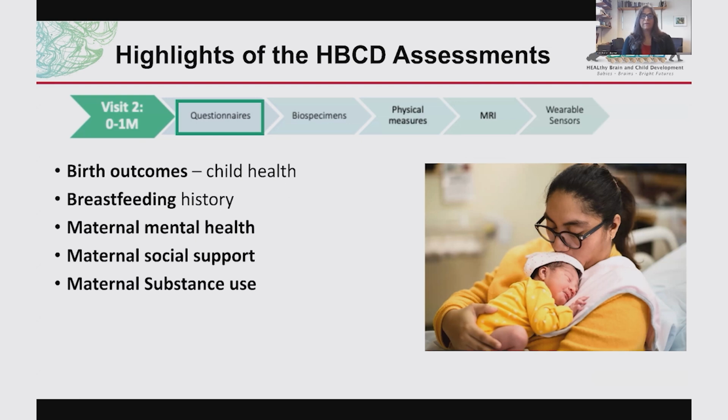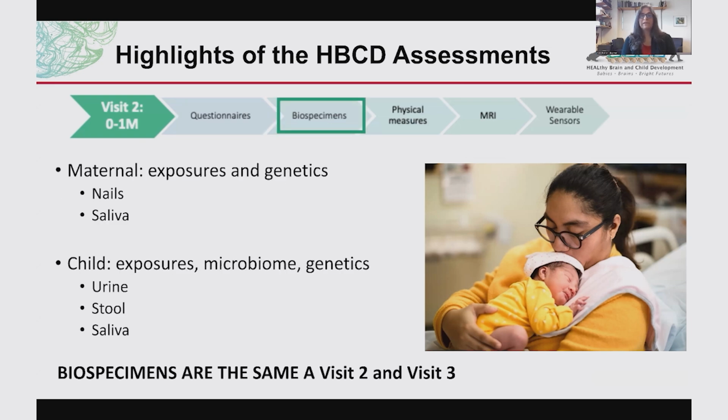Biospecimens now include both maternal and child samples. So nails and saliva are collected from the mother to get environmental exposure and genetics. And for the child, we're collecting urine, stool, and saliva to, again, measure exposures, to get a measure of the microbiome and some genetic information as well. And these biospecimens are also the same at visit 3, which I will cover in a moment.